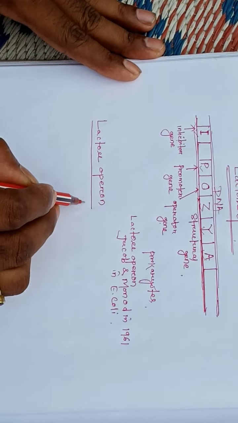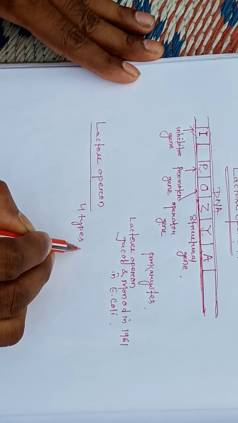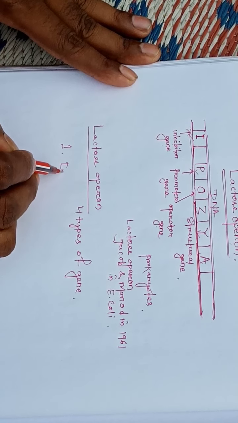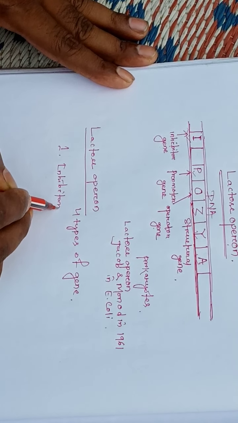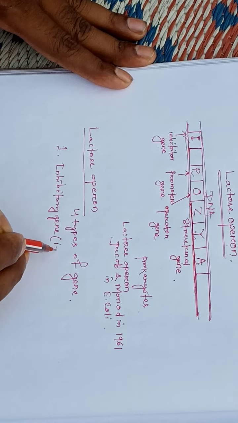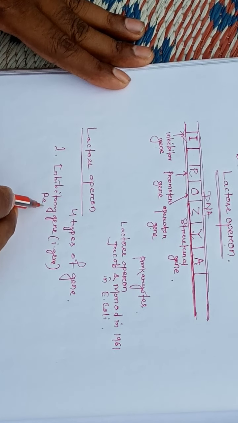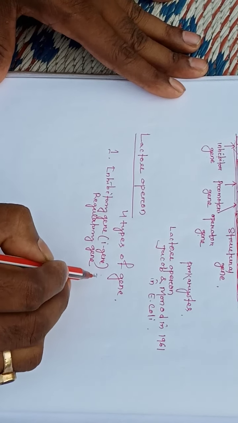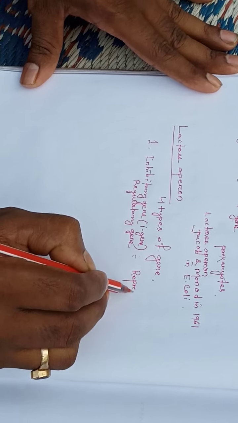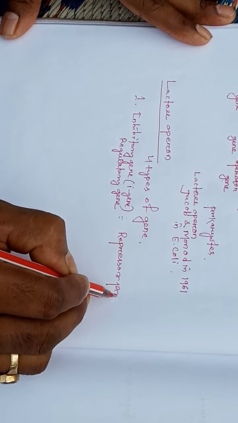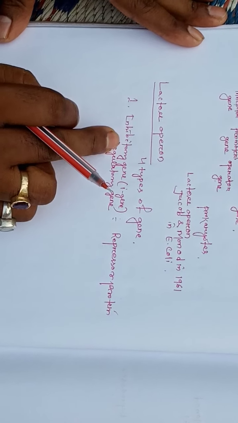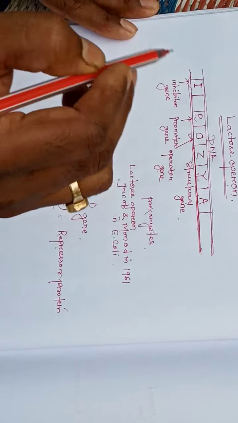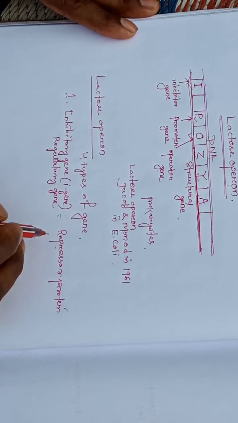The lactose operon consists of four types of genes. The first is the inhibitory gene, called the I gene or regulatory gene. Its product is a repressor protein. When the gene is expressed, it produces the repressor protein. The repressor protein has an affinity for the operator gene and it also interacts with the inducer molecule.